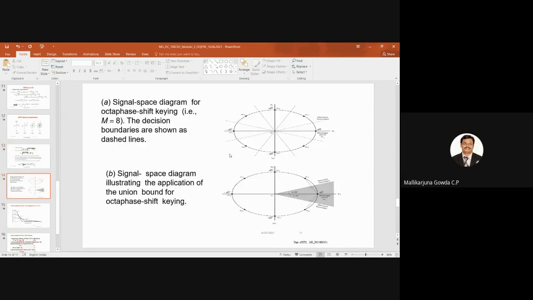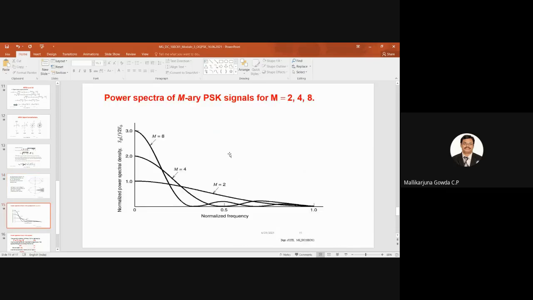Here I have just shown the signal space diagram for 8 PSK. I don't know whether you are able to see this. And this is the power spectra of M-ary PSK. Here, three cases are shown: one is BPSK, second is QPSK, and third is 8 PSK. What do you understand from this? Is it possible to say? Just think. Only the one-sided spectra is shown.